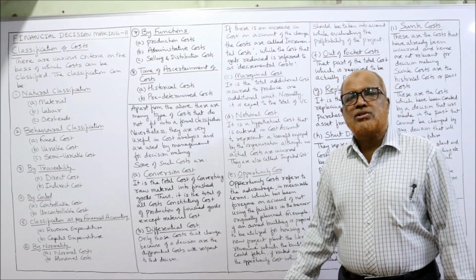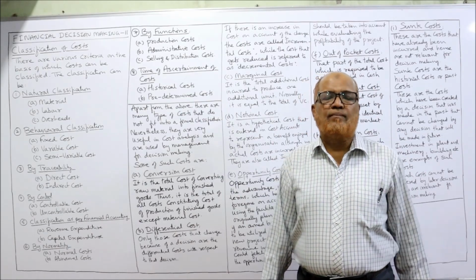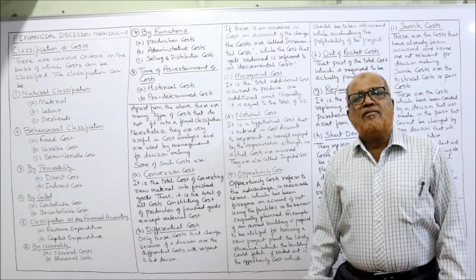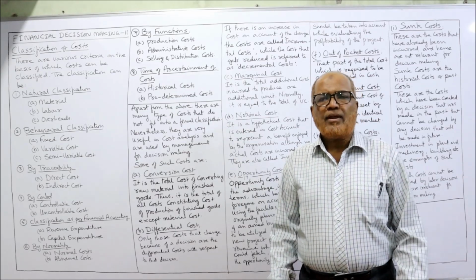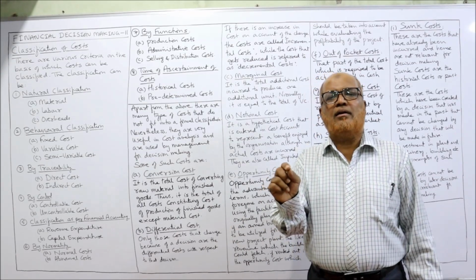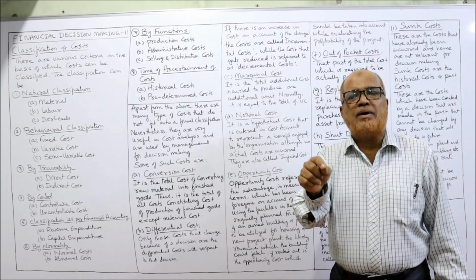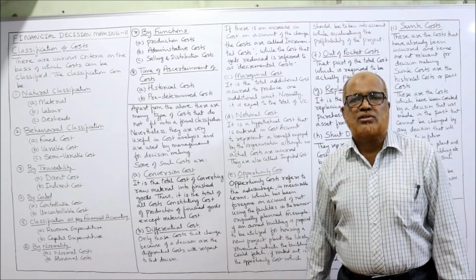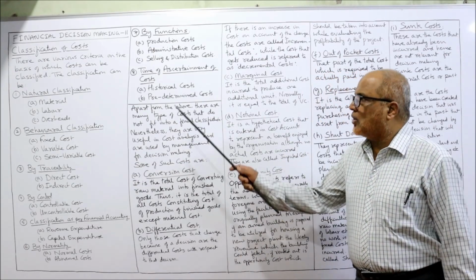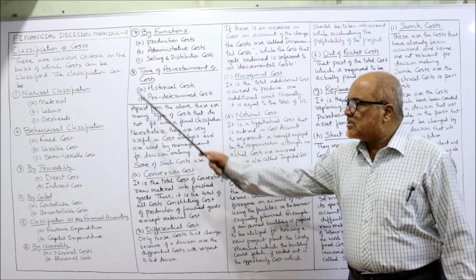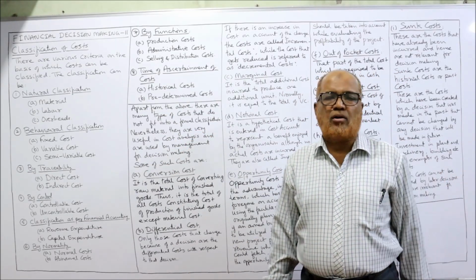Similarly, predetermined cost. The cost which is recorded before incurring the cost. For example, next year we are going to incur so and so expenditure. So this year itself we are recording. That means next year we are going to incur this much expenditure is called predetermined cost. Cost made in advance, that is called predetermined cost. So these are the formal methods of classifying the cost.